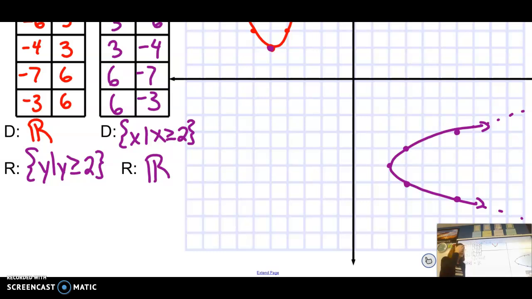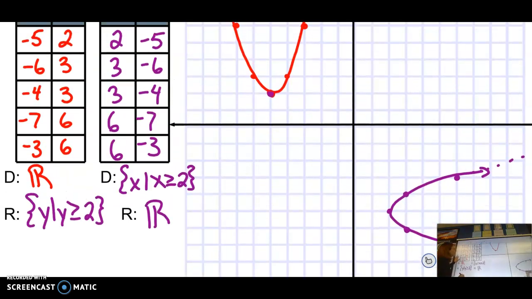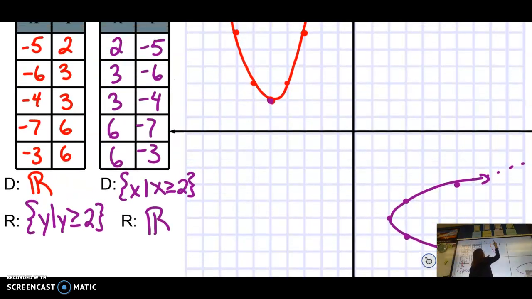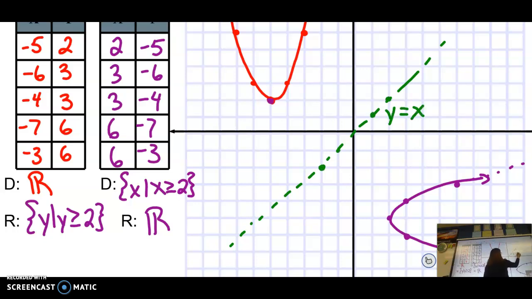You just switch the x and the y, and you may recall that this ends up being a reflection over the line y equals x. So this is going right through the points like 1, 1, 2, 2, and so on. This is the line y equals x. And this graph is a reflection. If I were to fold my whiteboard here over that green dotted line, the red and the purple would match up perfectly. So that's how you do an inverse graphically.